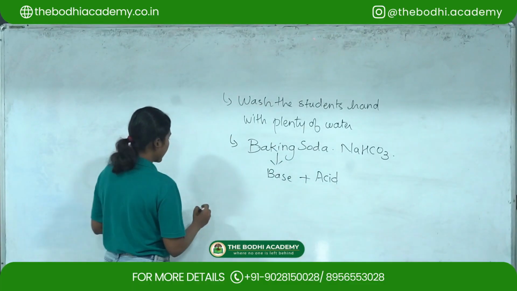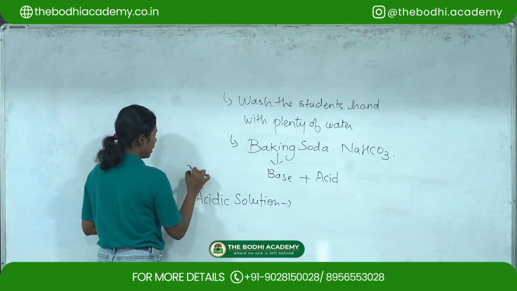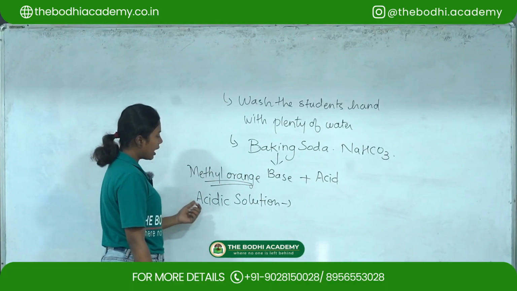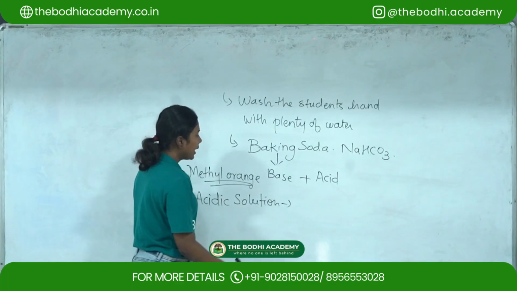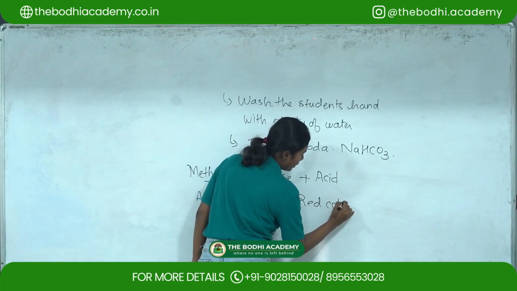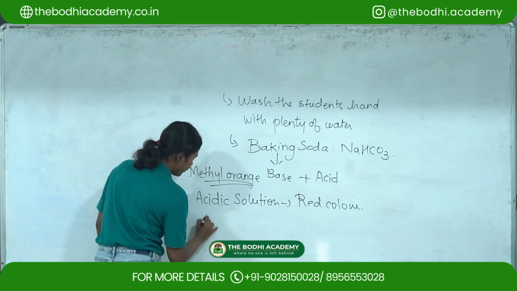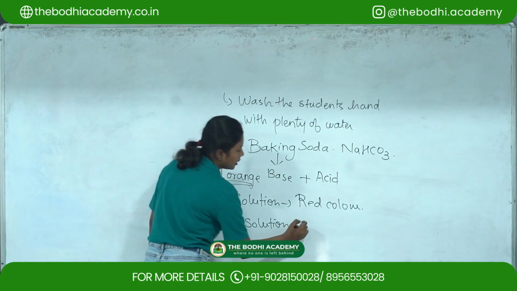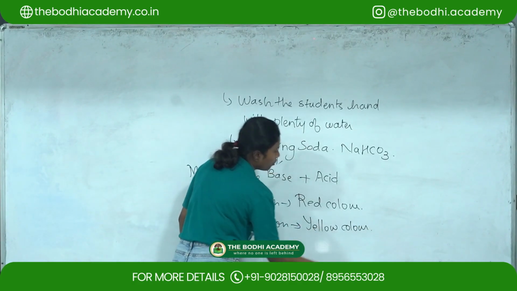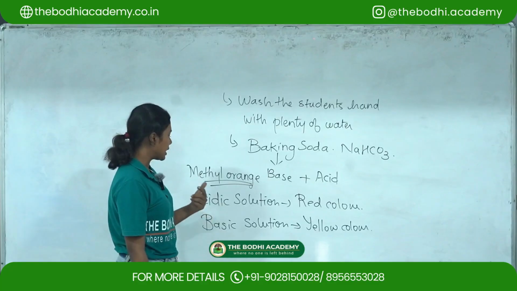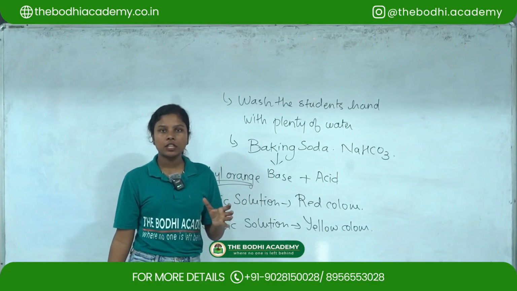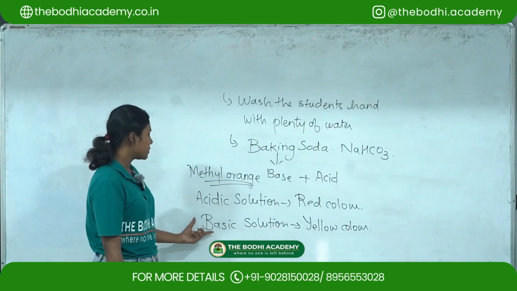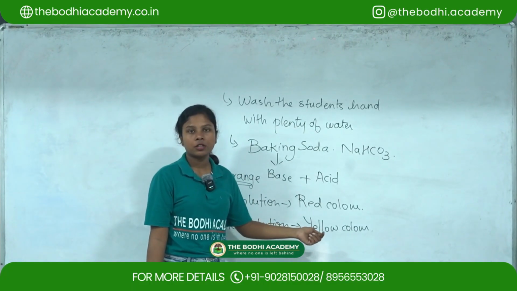Now let's talk about the acidic solution. Say we have methyl orange. It is basically just orange in color. If we test it on a solution which is acidic, it will change its color to red. And if we use it on a basic solution, it will change its color to yellow. So if we randomly pick up a solution and it is acidic, the solution will turn red on adding methyl orange, and if it is basic, on adding methyl orange, it will turn yellow.